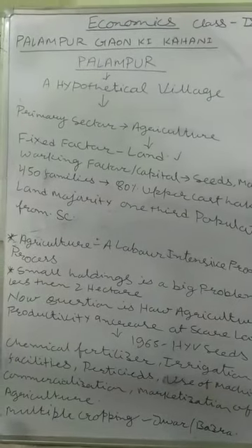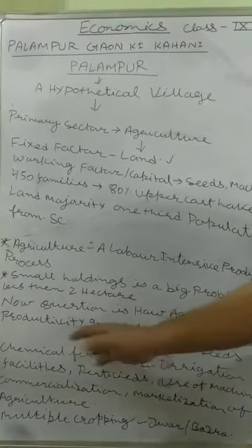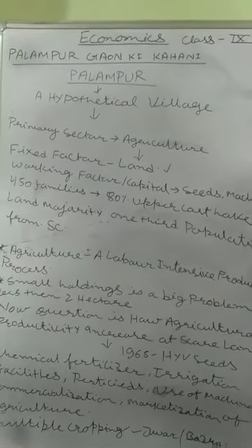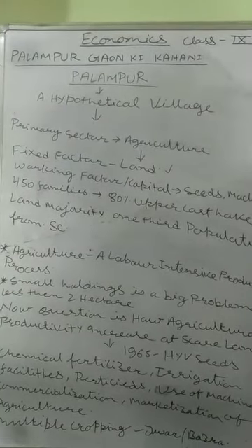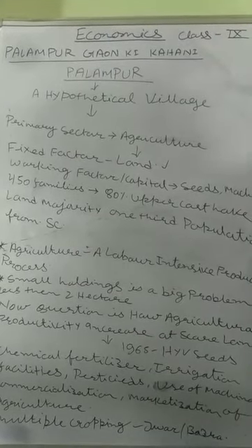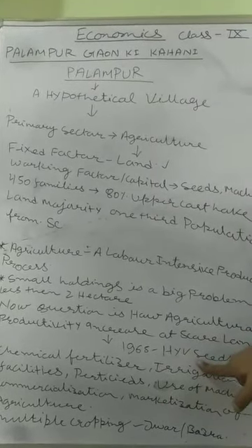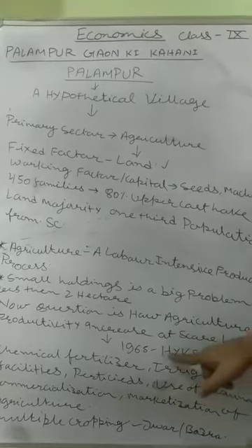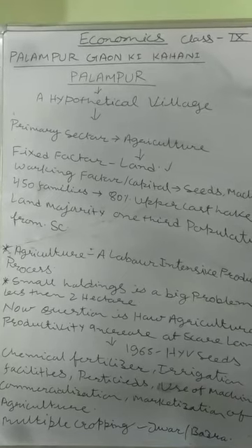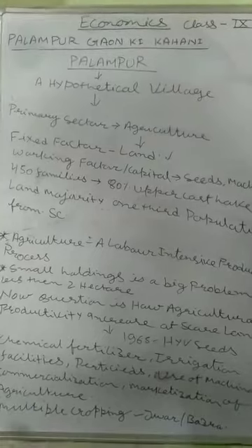Then the next question is how agriculture productivity can be increased on small land holdings. कैसे हम उत्पादकता को बढ़ा सकते हैं सीमित भूमि से. तो in 1965 there was the invention of seeds known as HYV seeds, high yielding variety seeds, invented by Dr. Norman Borlaug. For this he got a Nobel Prize for Peace.